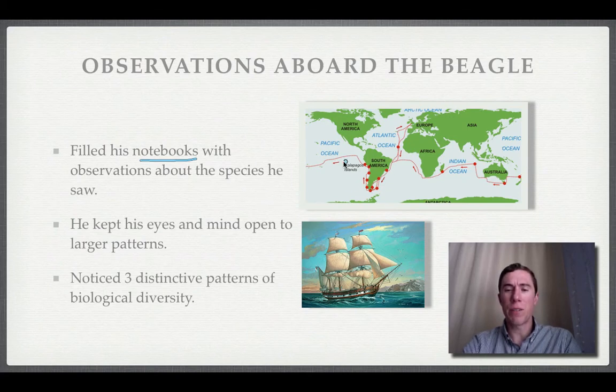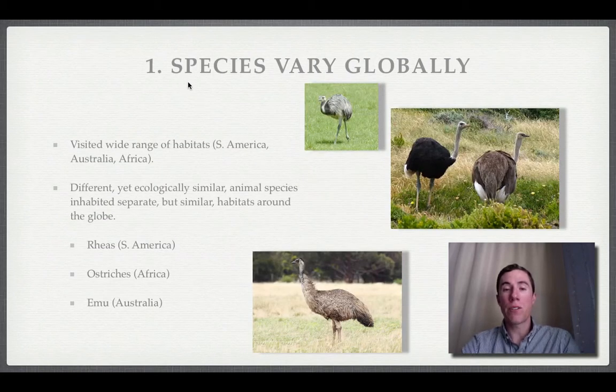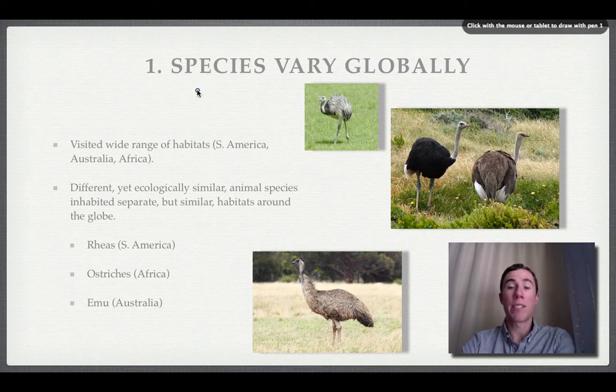And since he visited so many different places and saw so many different organisms, and even organisms on different continents that looked similar to each other, he ended up keeping his eyes and his mind open for larger patterns. And so, he thought like a scientist, and he wanted to make connections between all these different organisms. And he noticed 3 distinctive or different patterns of what's known as biological biodiversity. One of the first things that he noticed is that species vary globally. All right, so we're thinking on a global scale here, all across the earth.